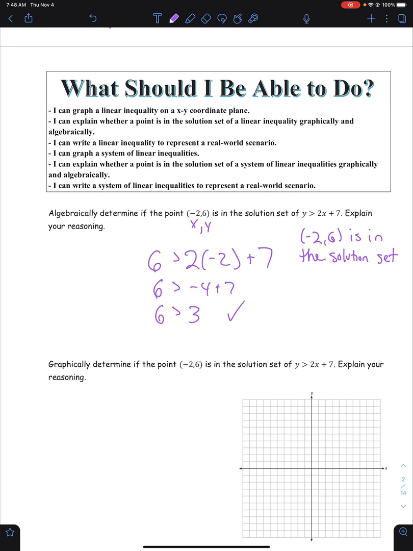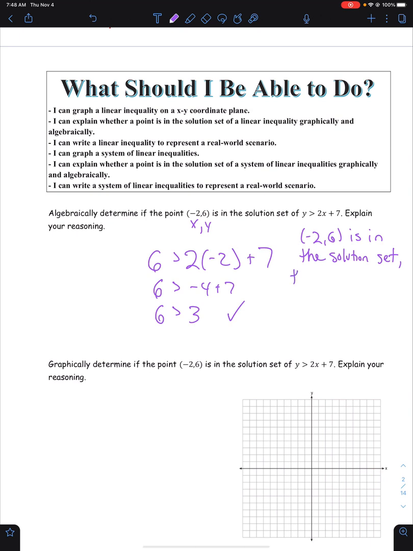And now it says explain your reasoning, so you have to actually put words to it. You can't just show. If it said justify, you could just show your work, but it says explain your reasoning. So why is it in the solution set? Well, you can say a couple different things. I'm just going to say that when the point is plugged into the inequality, it makes the inequality true.